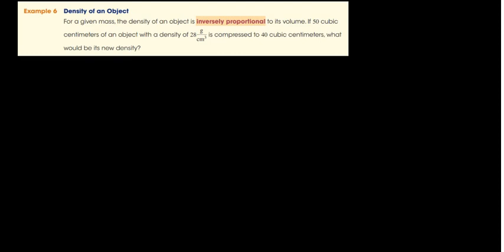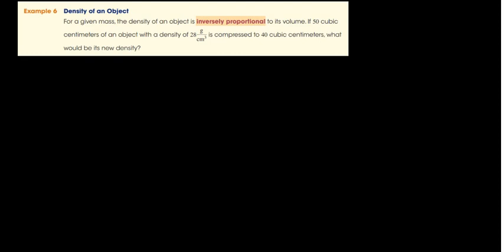All right. So, density of an object. For a given mass, the density of an object is inversely proportional to its volume. If 50 cubic centimeters of an object with a density of 28 grams per cubic centimeter is compressed to 40 cubic centimeters, what would its new density be? Again, looking at this problem, you might just be like, oh, this is dumb. My head's spinning, okay? But let's just attack this one sentence at a time.